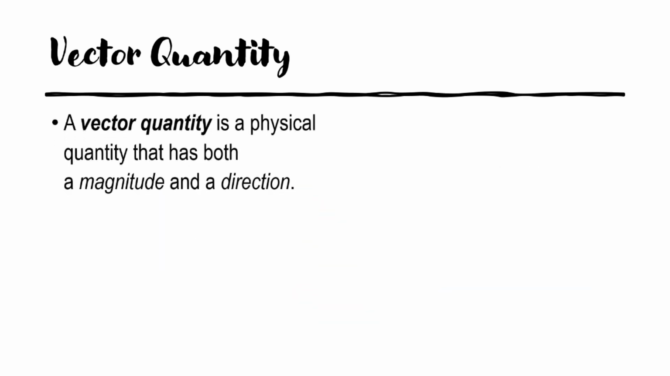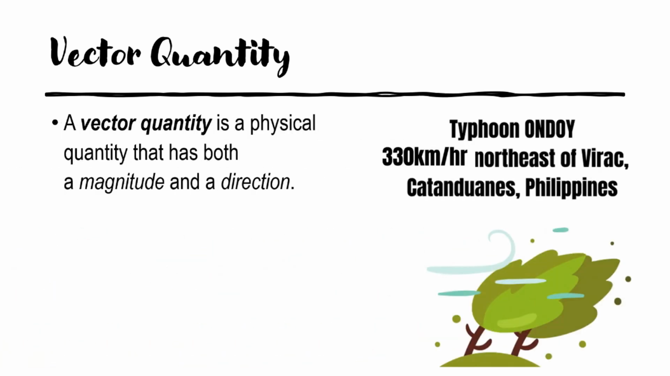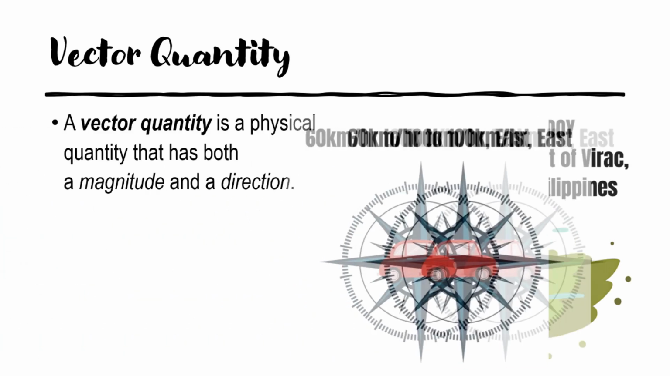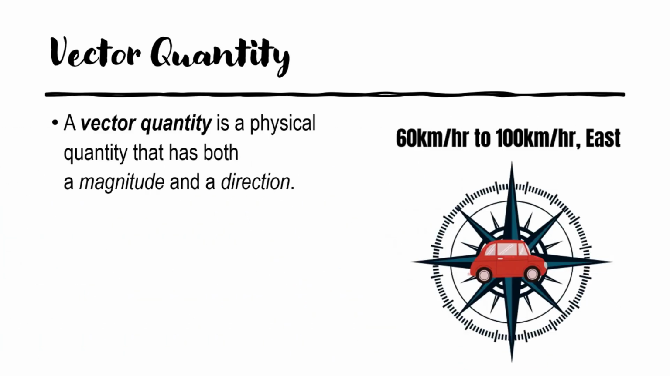For example, the typhoon Ondoy way back 2009 had a speed of 330 km per hour and its direction was northeast of Virac, Catanduanes. We call this the velocity of the typhoon. Another example of a vector quantity is acceleration, like in the picture where a car traveling east shifted its speed from 60 km per hour to 100 km per hour.